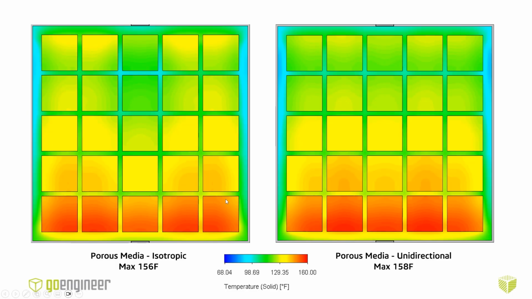Isotropic is looking at the X, Y, Z, all three directions that the fluid could move once entering that rectangular prism, once entering that porous media block. Isotropic means it can move in all directions, and it's having its pressure drops and heat exchanges in whatever direction the fluid is moving. Unidirectional, when the fluid hits that block, it's forced to follow a particular direction.